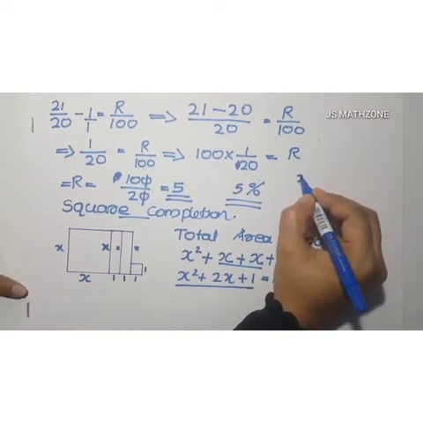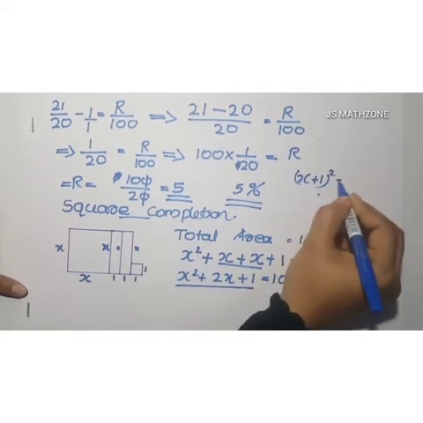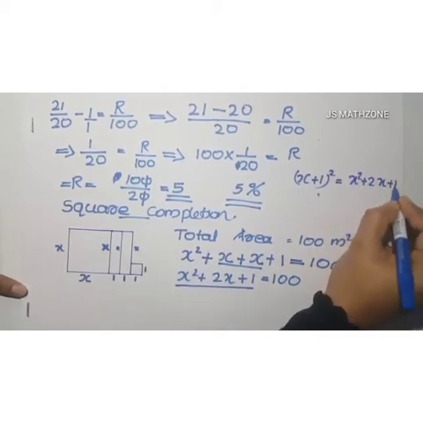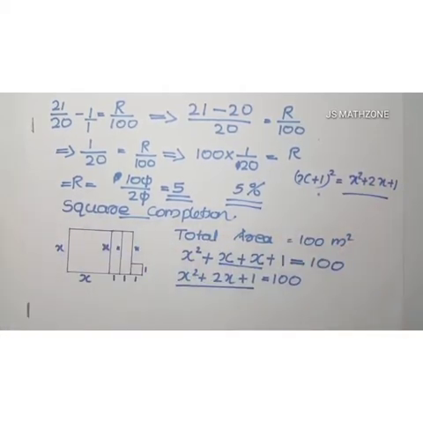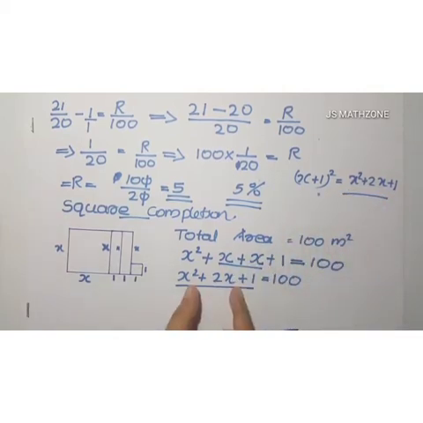Similarly, if we expand x plus 1 whole square, what will we get? X plus 1 whole square is equal to a square, that is the first number square, x square, plus 2ab, that is 2 into x into 1, 2x, plus b square, that is 1. Therefore x square plus 2x plus 1 is the expansion of x plus 1 whole square.